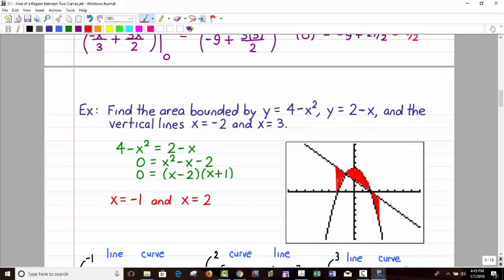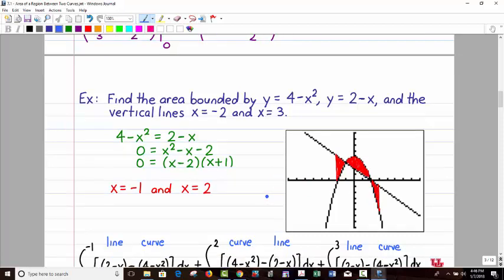Because you see, in this first region, the line is above the parabola. In the middle one, the parabola is above the line, and in the last one, the line's above the parabola. So that's why this has to be split into 3 regions of integration, which you would add together. So you cannot go from start to finish in this problem because of the changing of the positions of the lower and the upper.